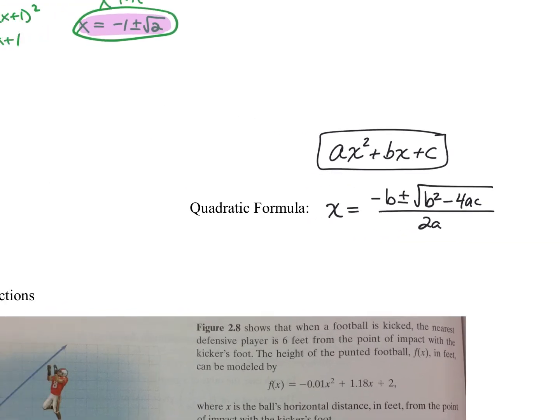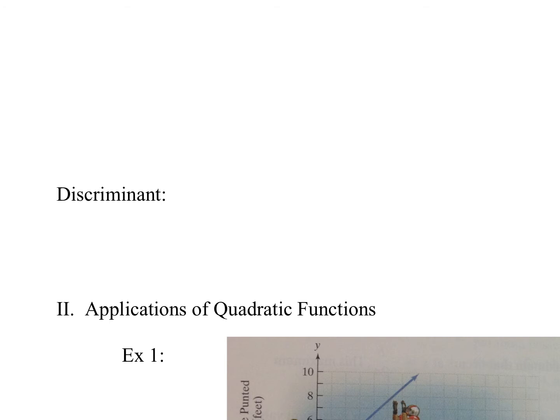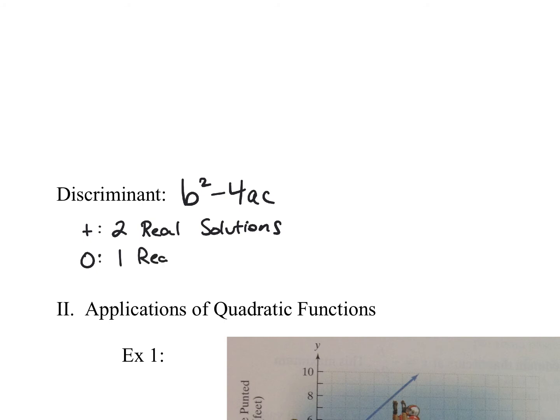Part of the quadratic formula that we use is known as the discriminant. It is b squared minus 4ac. It is the stuff under the radical, and we can use this for a few different purposes. If this quantity is positive, we have two real solutions. If this value is 0, we have one real solution. And if this quantity is negative, we have two imaginary solutions.